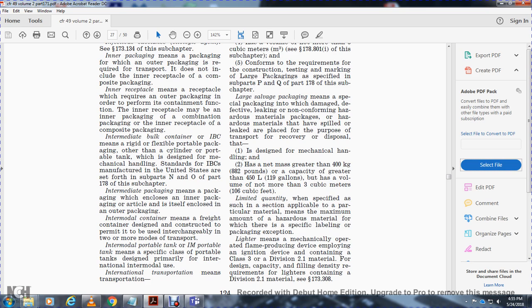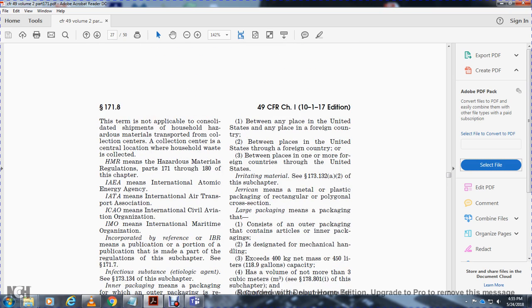Intermodal portable tank or IM portable tank means a specific class of portable tank designed primarily for international and intermodal use. International transportation means transportation between any place in the United States and any place in a foreign country, between places in the United States through a foreign country, or between places in one or more foreign countries through the United States.